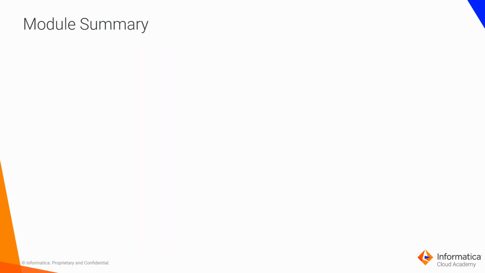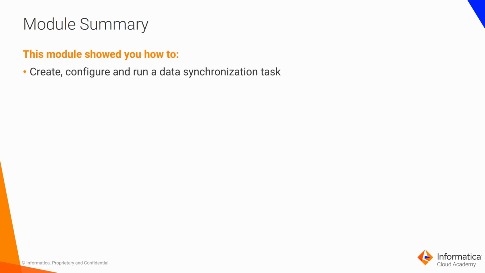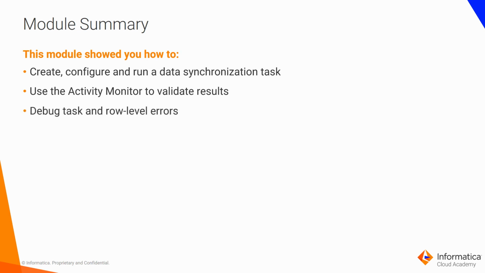This concludes Module 4. This module showed you how to create, configure, and run a data synchronization task. Use the activity monitor to validate results, debug task and row level errors, and locate all success, session, and error row log files.